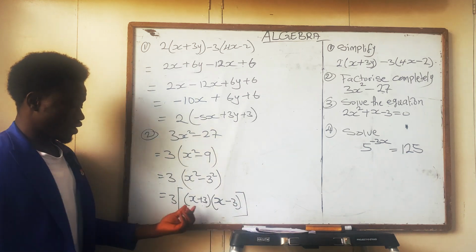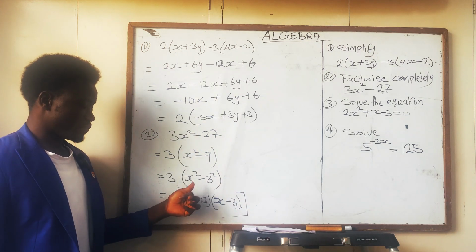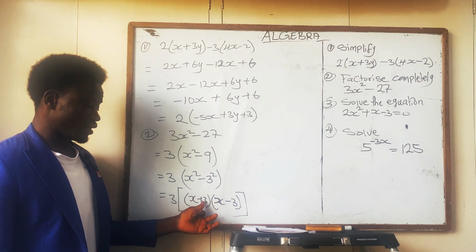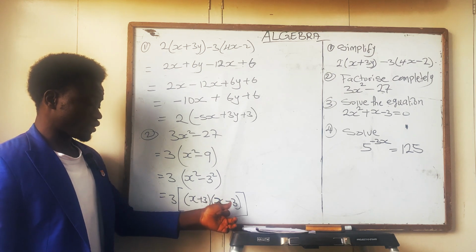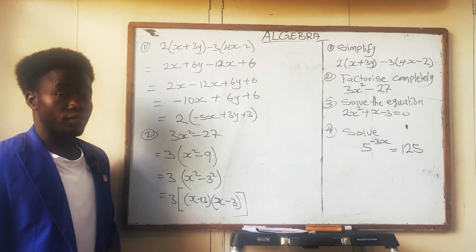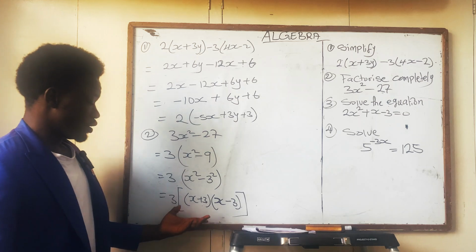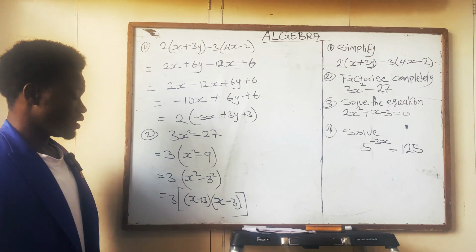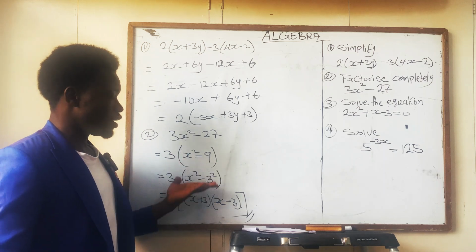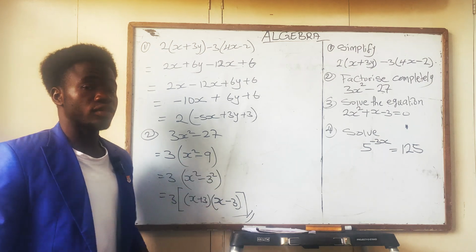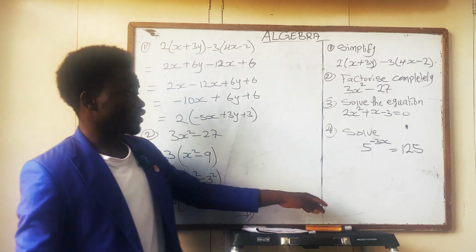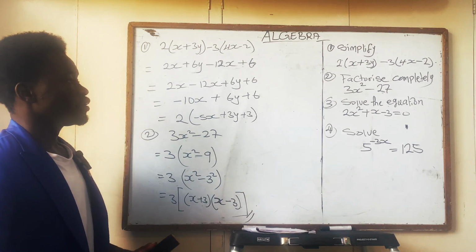Such that when I multiply this, I have this. When I multiply 3 times x, I have positive, and 3 times x times negative 3 also gives me negative 3x. And that one is going away. Then 3 times 3 gives me this value over here. And this is the answer that we are looking for. Please, you can pause the video and look at it. If you don't understand anything, you put in the comment section and I'll be glad to attend to you. Right? Now the third one.